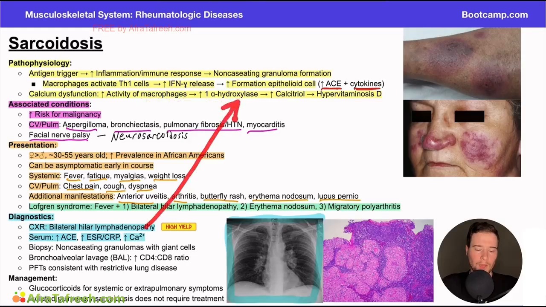We have macrophages that have 1-alpha hydroxylase enzyme. This is going to lead to increased active vitamin D, ultimately leading to hypervitaminosis in the body. Additionally, they'd like you to be familiar with the biopsy results. So we're going to have a non-caseating granuloma with giant cells, which we can see on this image right here.